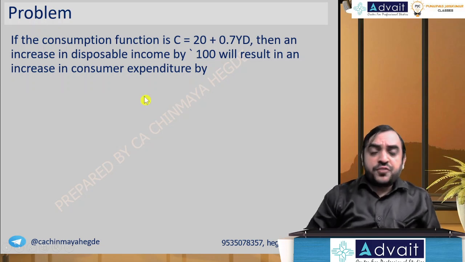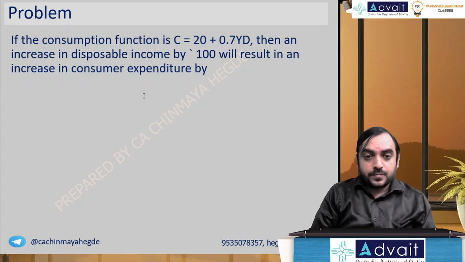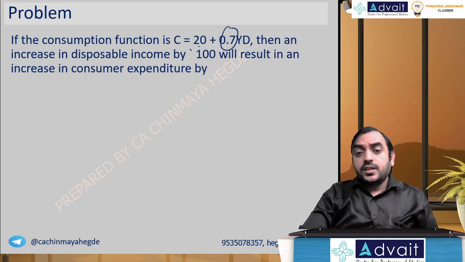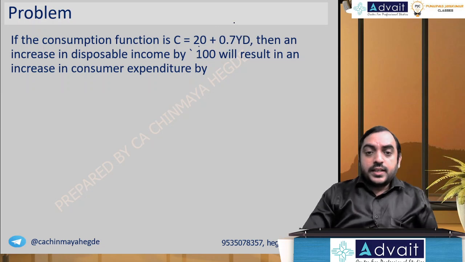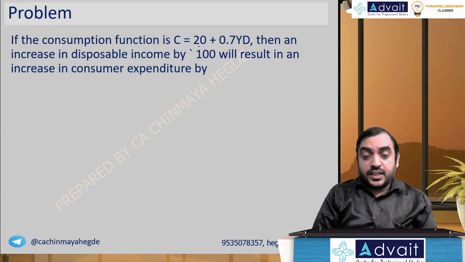Okay, if the consumption function is C equals 20 plus 0.7 YD, consumption function means what? 20 is a starting point, and whatever income Y I get, 0.7 of that I'm going to spend. Then an increase in disposable income by 100 rupees will result in an increase in consumer expenditure by how much?